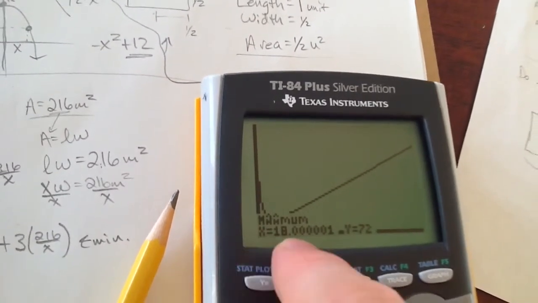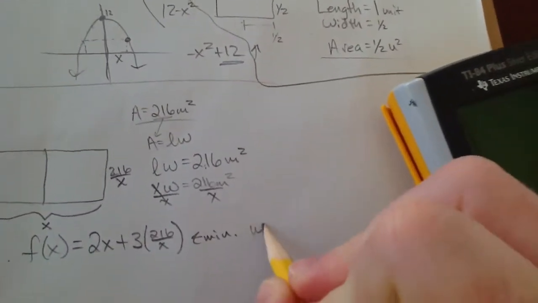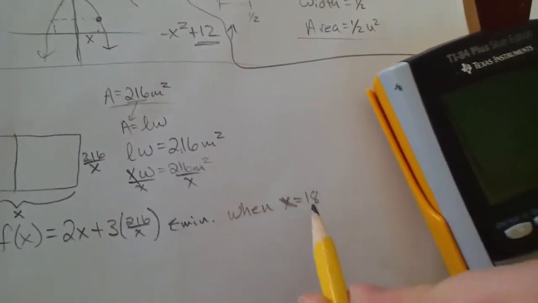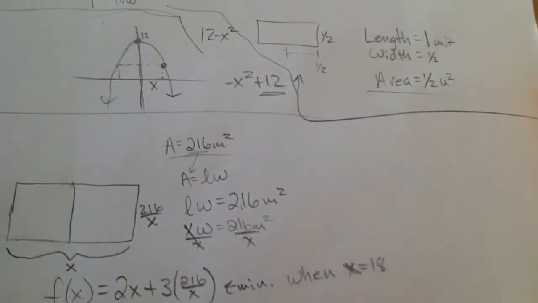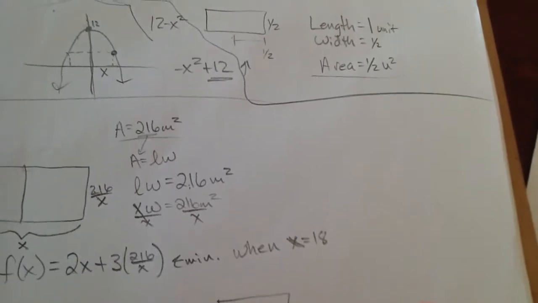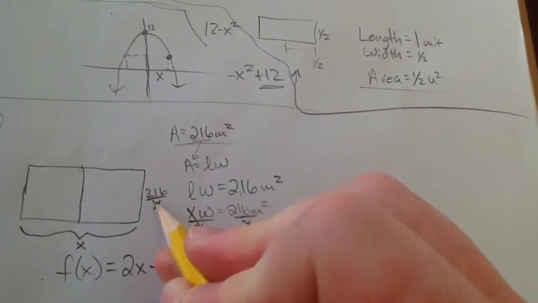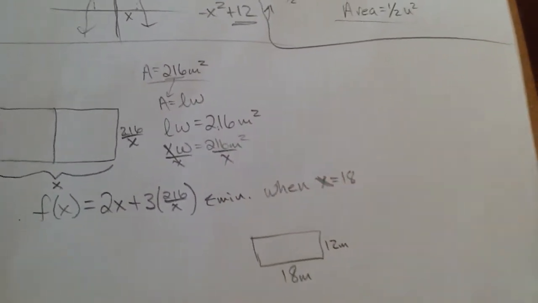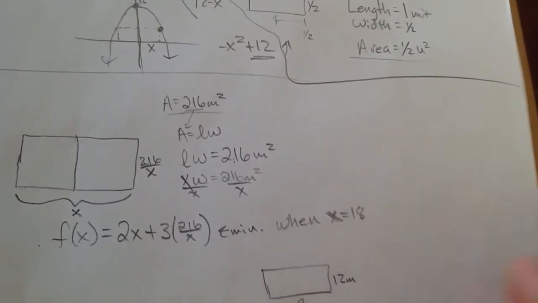So my minimum value is when X equals 18. So what's that mean? Well, that means this needs to be 18 meters. So the outer rectangle will be 18 meters, and then this one, 216 divided by 18, which is 12, I think. Yeah.